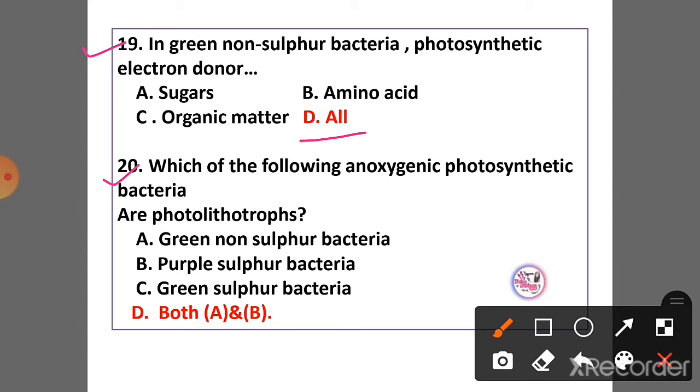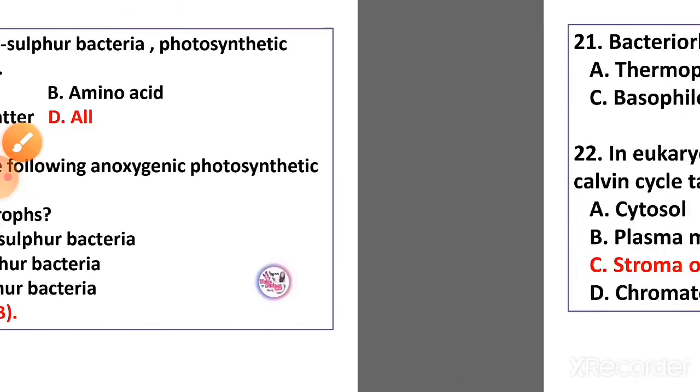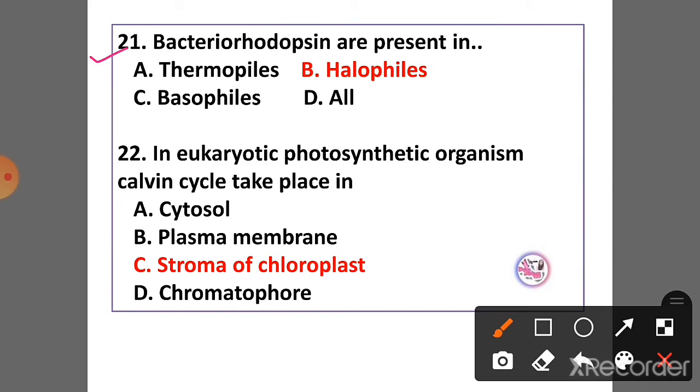Question 20. Which of the following anoxygenic photosynthetic bacteria are photolithotrophs? Option D, both A and B. Green non-sulfur bacteria and purple sulfur bacteria are anoxygenic photosynthetic photolithotrophs. Question 21. Bacteriorhodopsin is present in option B, halophiles.